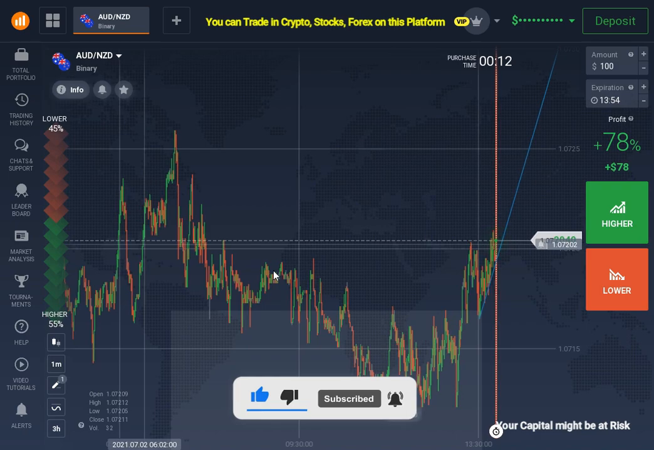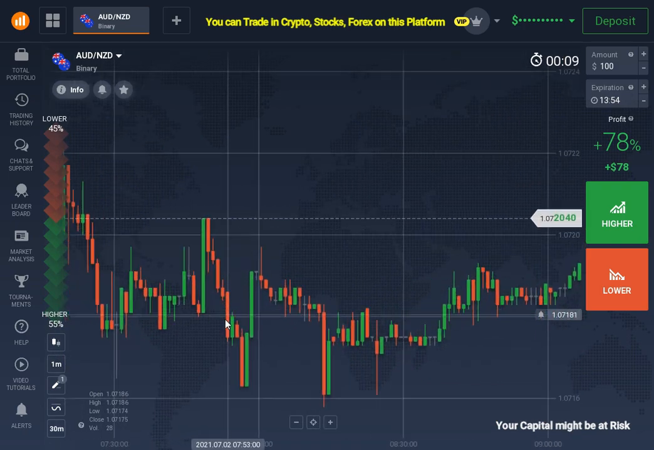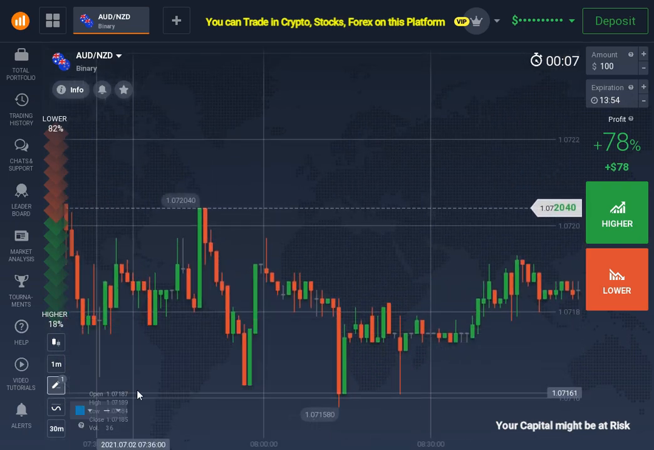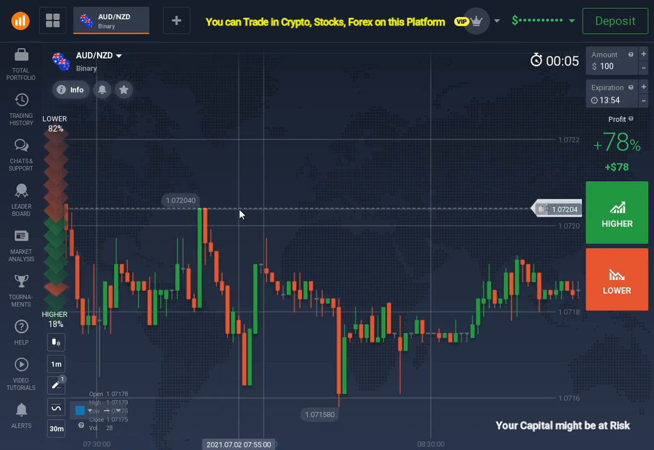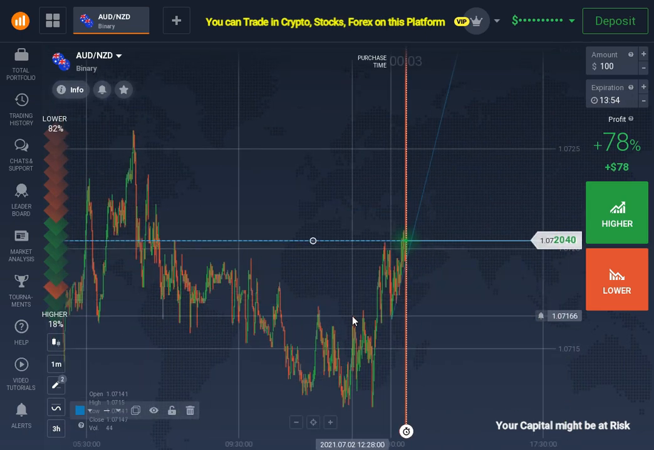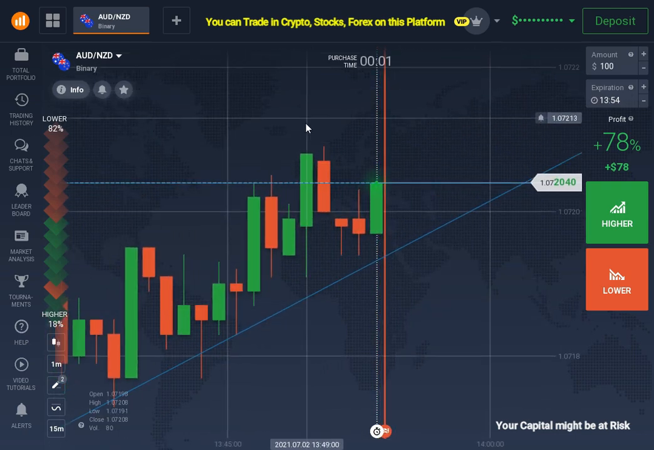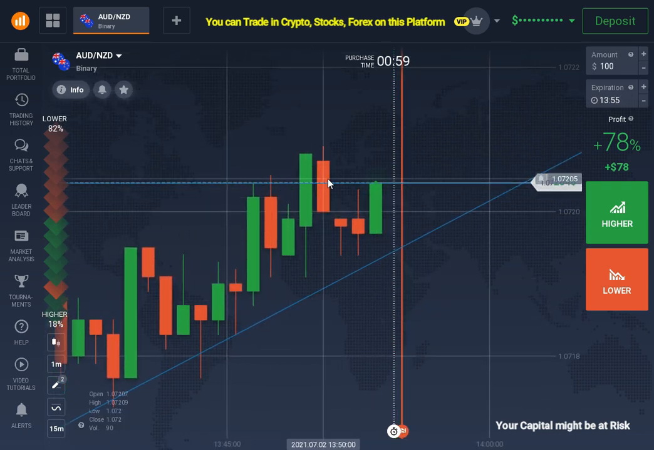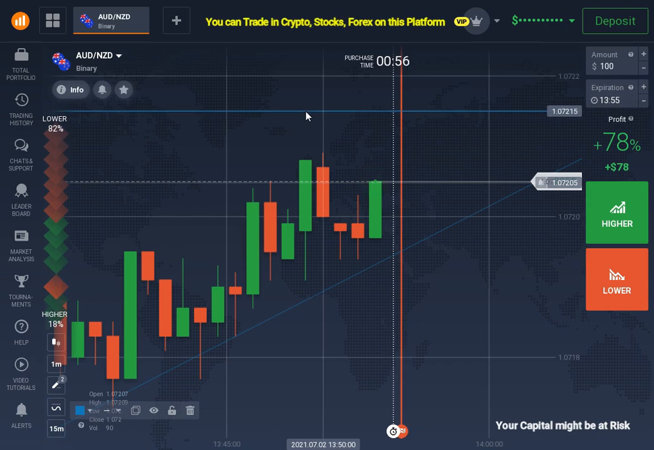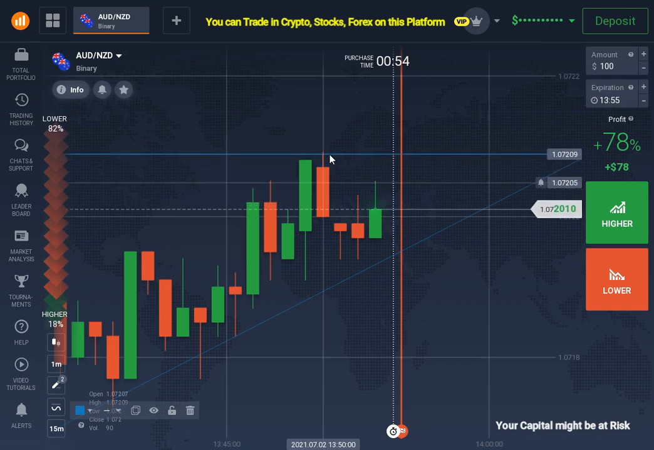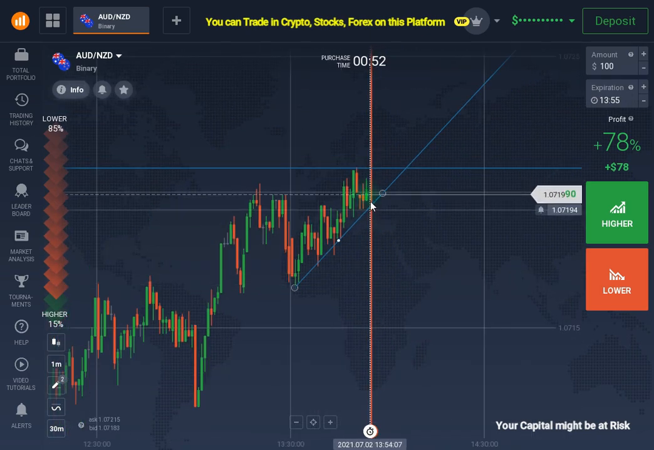Let me zoom out the chart. Okay, here we have a level of resistance. So the market is at its resistance level. As you can see, this is okay. Let me include this also. Okay, so we have a level here.